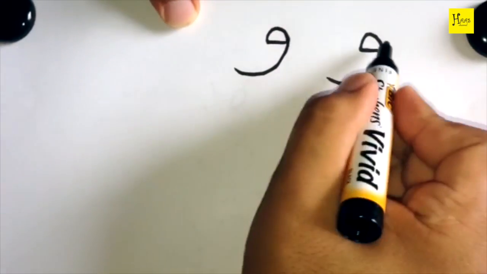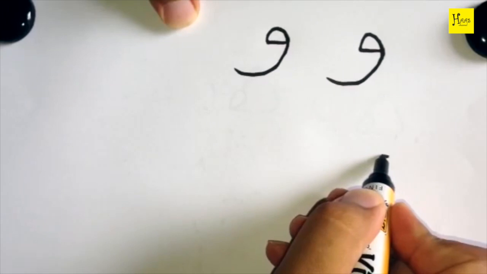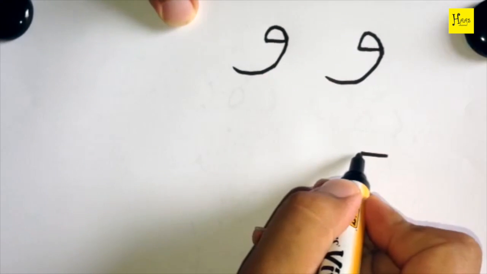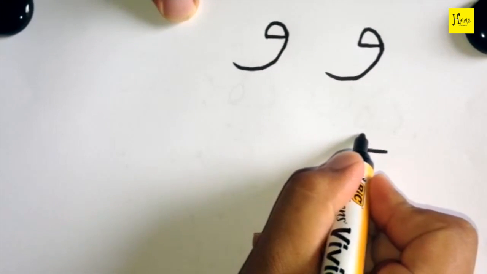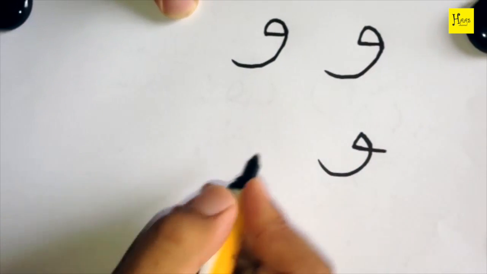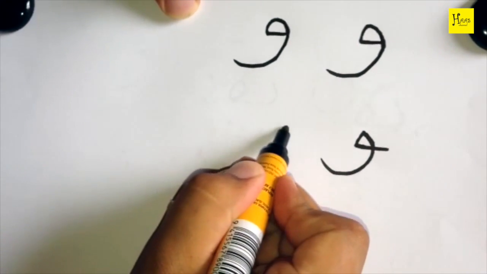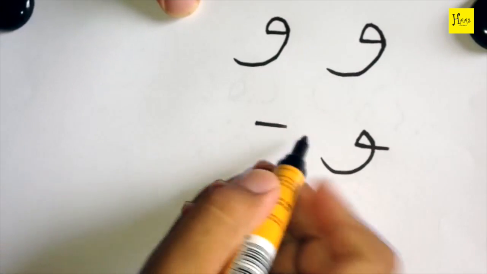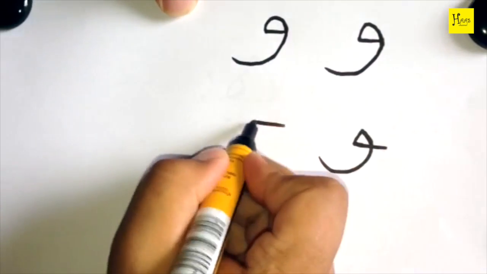And the final position for Waw. So what we do now, we just add the connection line, and then we draw the Waw. Okay, so I repeat it. We draw the small connection line, and then we draw the initial Waw.